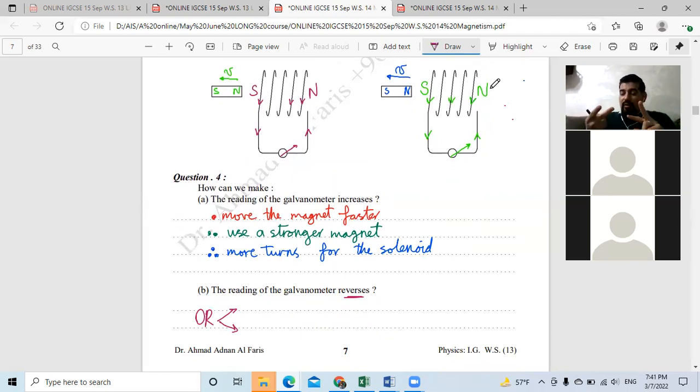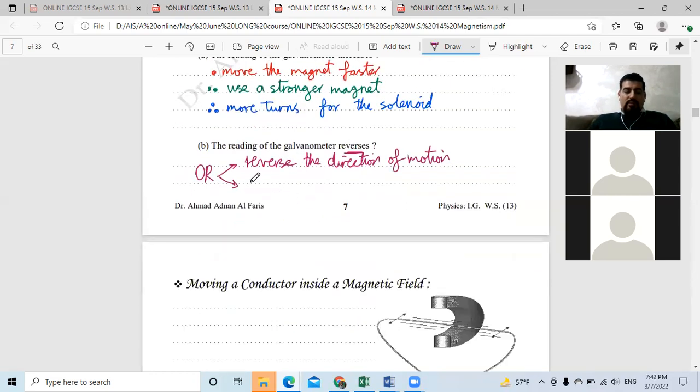But if I do both, if I switch the magnet and switch the direction of motion, that means negative, negative, so the answer will be the same. So I can't do both. I will do one of them. So reverse the direction of motion, or switch the magnetic pole.